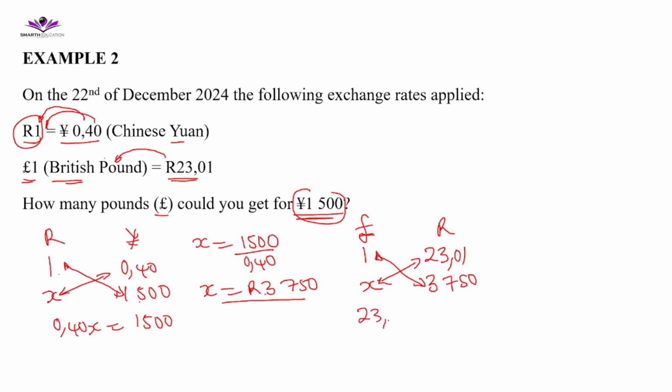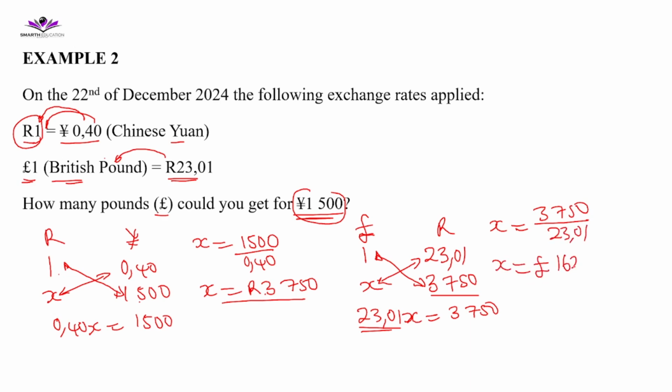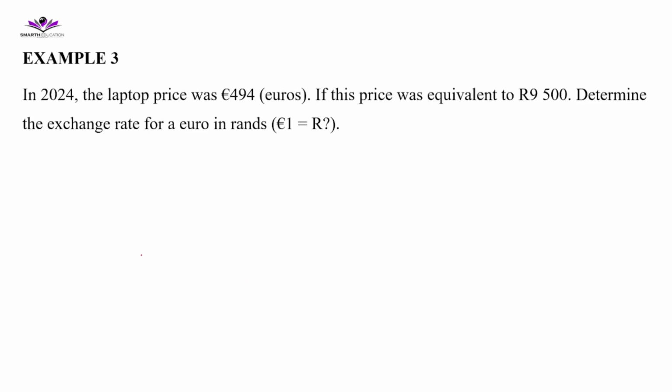So it's 23,01 x is equal to 3,750 times 1, which is just 3,750. Then we divide by 23,01 on both sides of the equation. X is equal to 3,750 divided by 23,01. So x is equal to 162 pounds, 9726206. This is 162 pounds, 97, like that. That's the answer. Let's do the last example.